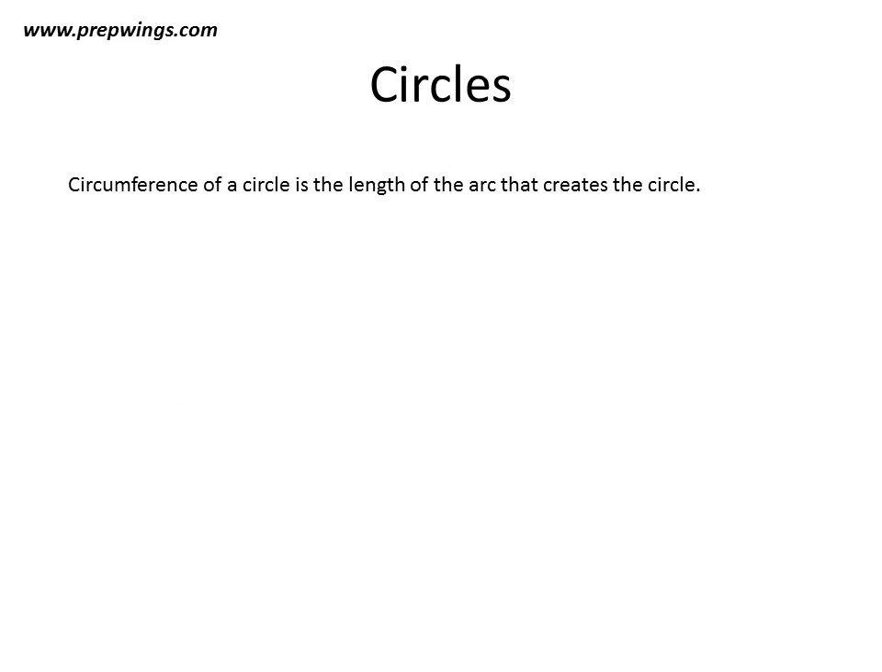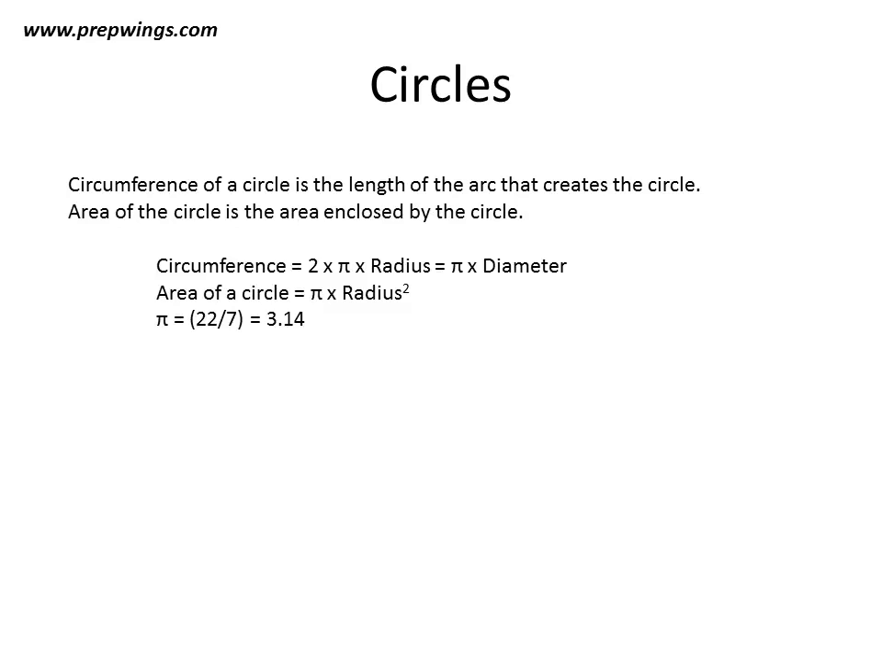Now the circumference of a circle is the length of the arc that creates the circle, and the area of the circle is the area enclosed by the circle. The formula for circumference and area: circumference is equal to 2 into pi into radius, which is equal to pi into diameter also. The area of a circle is pi into radius square, where pi is equal to 22 by 7 or almost equal to 3.14.